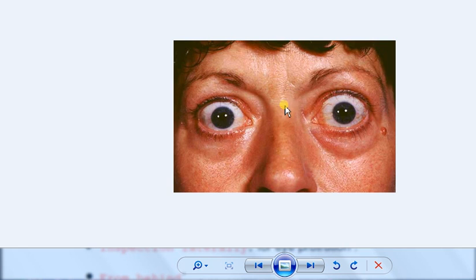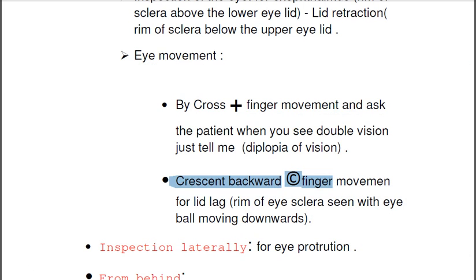Then I'm going to move my finger like that in crescent shape, crescent pattern finger eye movement, and make the patient follow your finger. If there is double vision, it means that there is optic nerve compression or there is external ophthalmoplegia. Then crescent shape, this is a crescent shape, then this is the cross shape, then the crescent shape.